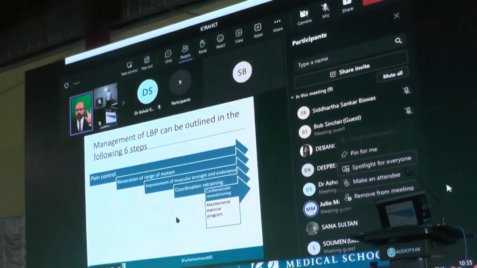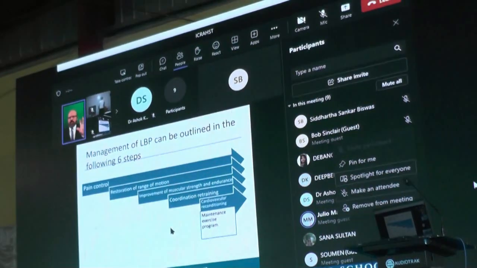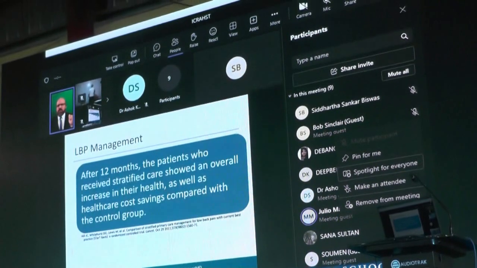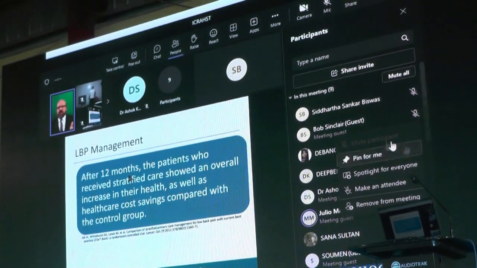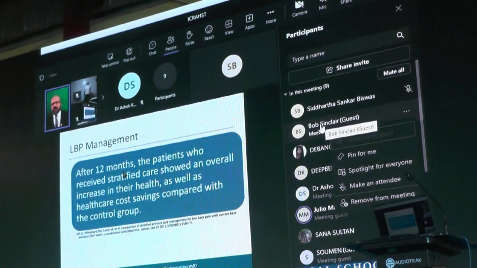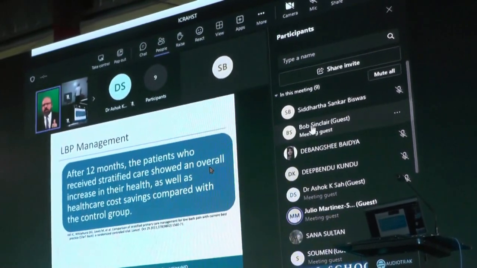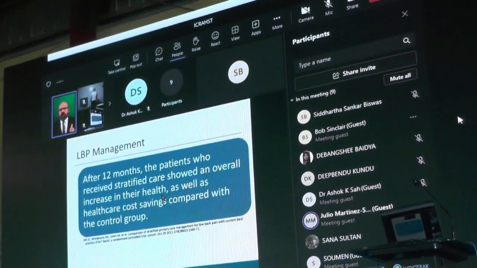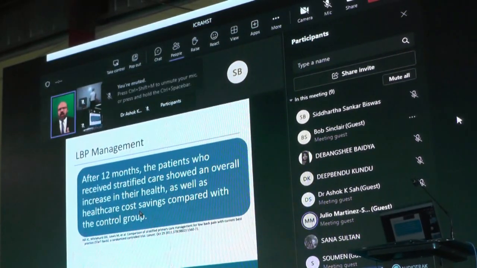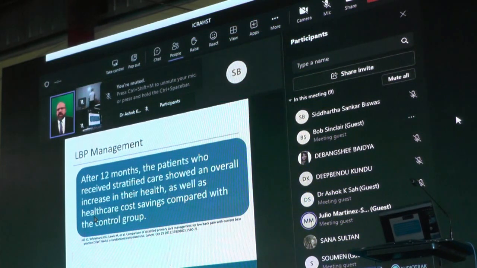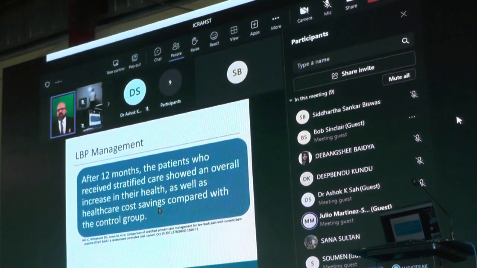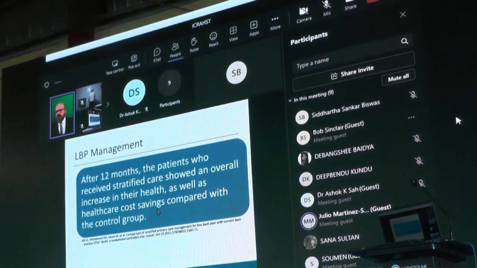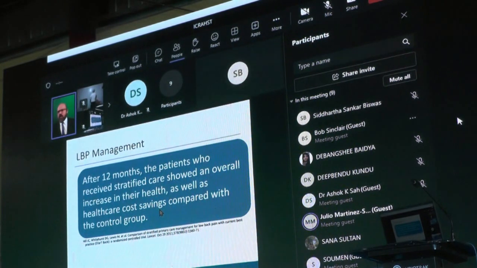Now, with this protocol, and this is a protocol that was created in 2011, and I'm bringing it up because it's so good. After a year of this treatment, not only does the patient's back pain improve, but their overall health improved, and health costs went down. So we had healthcare savings. So this treatment not only improved the patient's back pain, it improved their general health, and decreased medical costs.